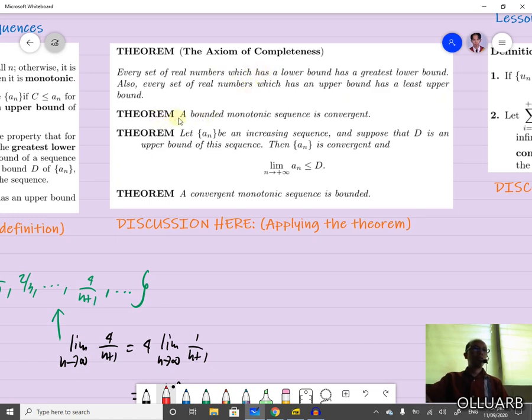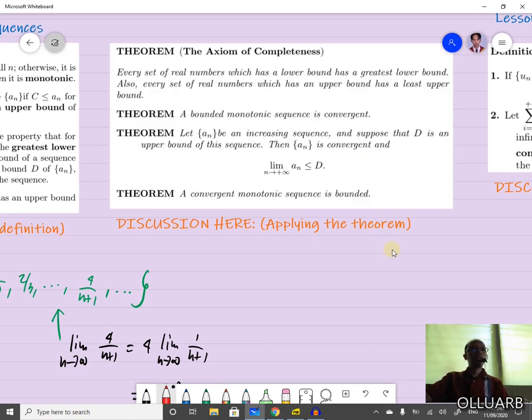For this theorem, a bounded monotonic sequence is convergent. What does it mean? When you say monotonic, it is increasing or decreasing. Since it is bounded, it has an upper bound or a lower bound. So if the sequence is monotonic and at the same time bounded, then it is convergent, meaning it has a limit.